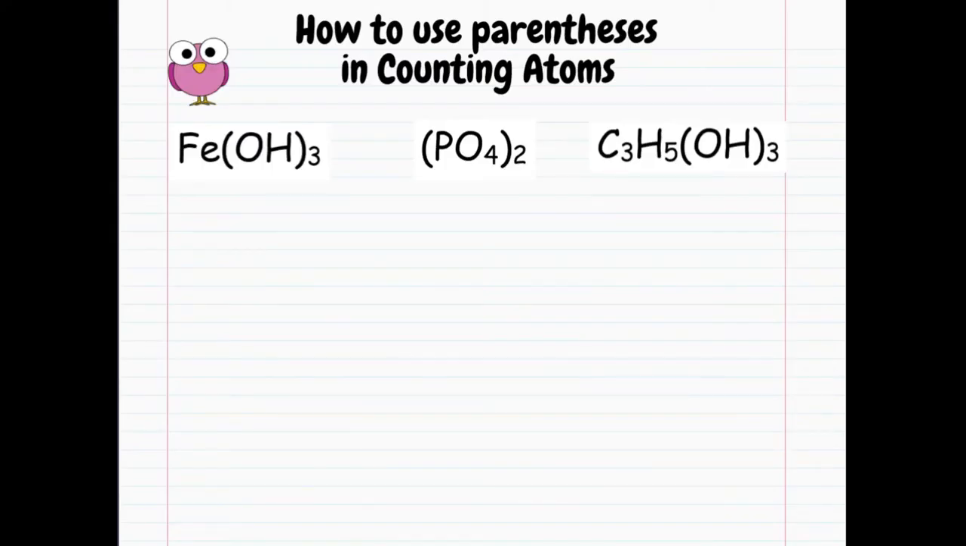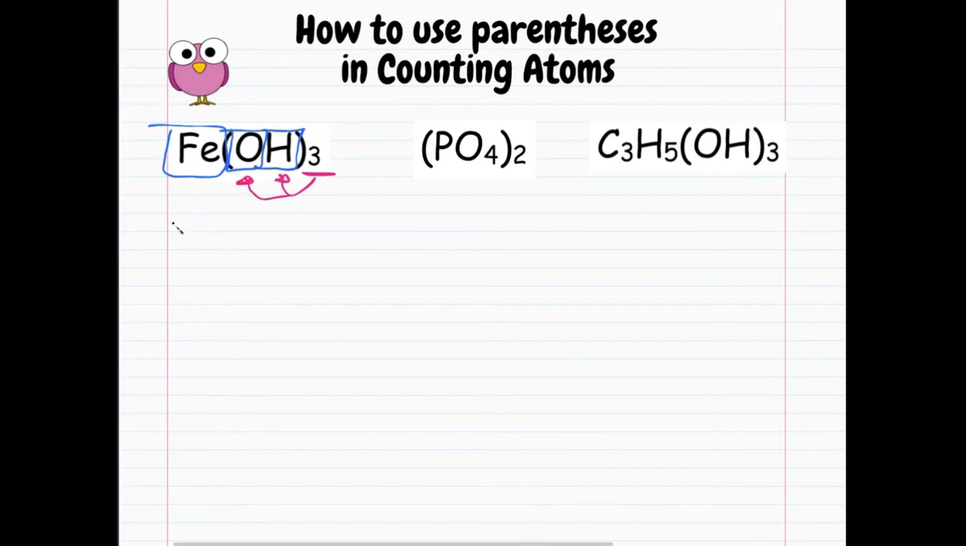Okay, so let's work on our examples. Our first example is Fe(OH)₃. So step 1, let's box the elements. However, since we have parentheses and a subscript, we first have to work with the parentheses. So the number outside the parentheses must be multiplied by everything inside the parentheses.